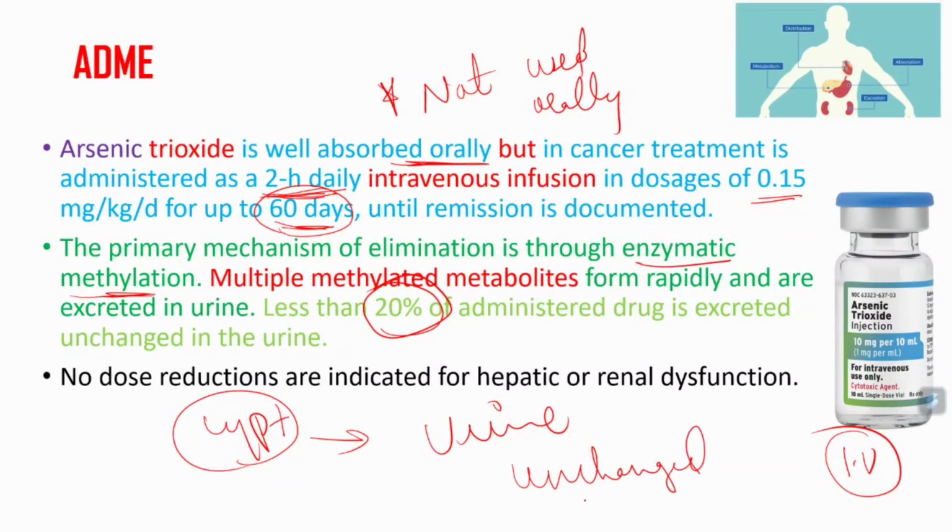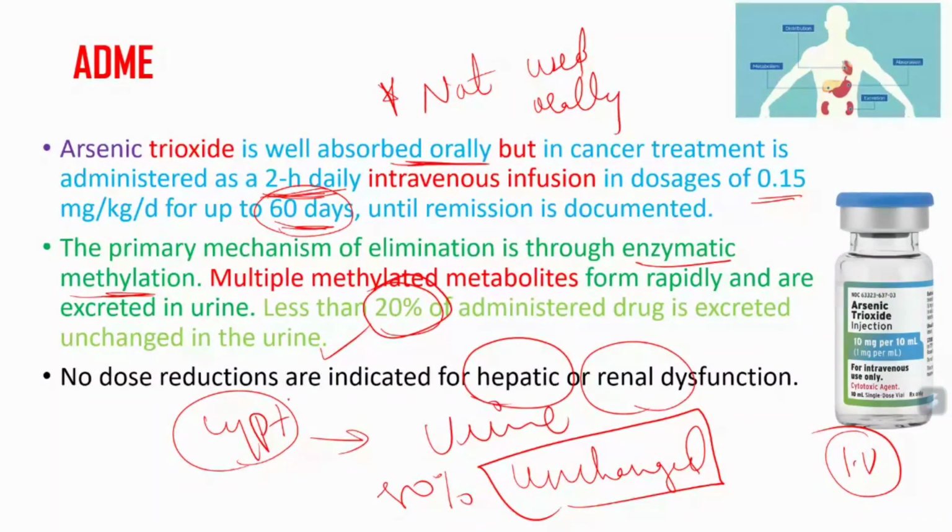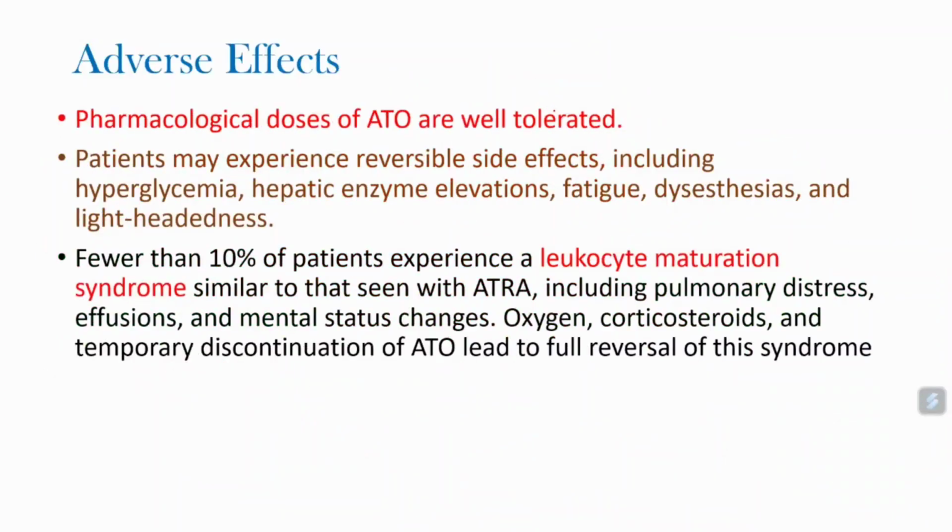Unchanged form. Okay, 80% of the arsenic trioxide is metabolized by methylation, and the remaining 20% is not metabolized. It is excreted as it is from urine. So only 20% is excreted through urine. That's why if a patient is having hepatic failure or renal failure, in those cases the dose is not needed to reduce. So this point you have to remember about arsenic trioxide.